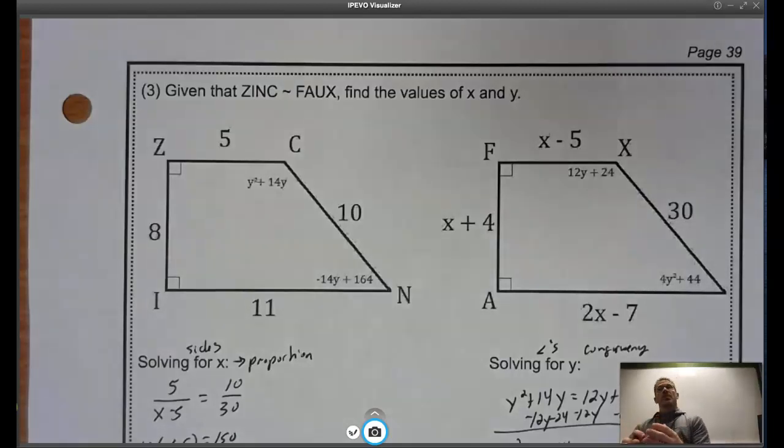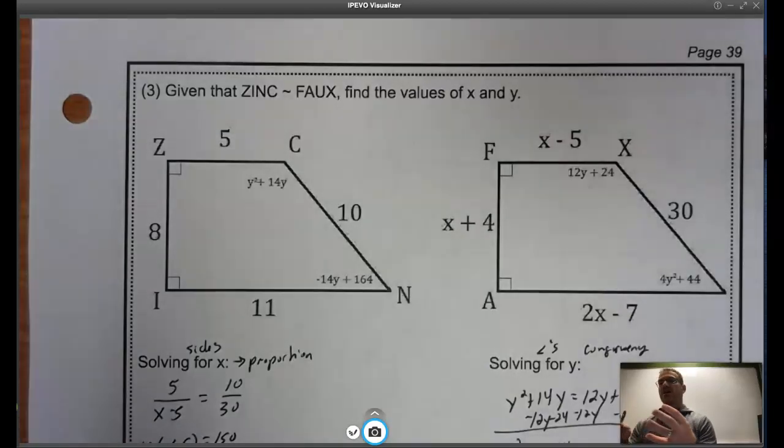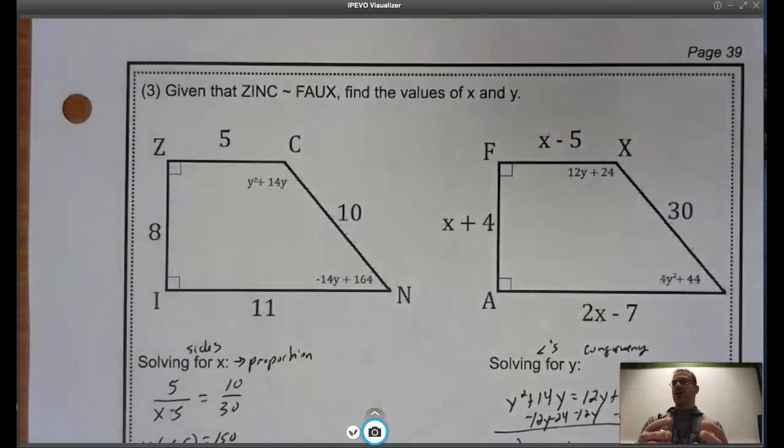And then just remember, as you set up these relationships, it could be linear. It could be a quadratic relationship. It could also be a system of equations relationship. So make sure you analyze the equations you set up based on those relationships and then solve appropriately.